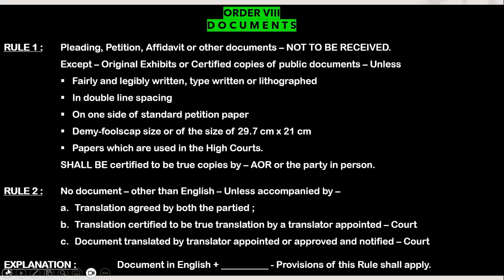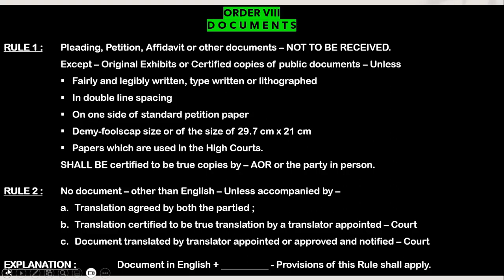That would create a problem. We will have to make some way. Alright, so unless it is accompanied by A, B, or C. What? Firstly, if it is accompanied by a translation agreed to by both the parties, or a translation certified to be true translation by a translator appointed by the court, or C, the said document is translated by a translator appointed or approved and notified by the court.